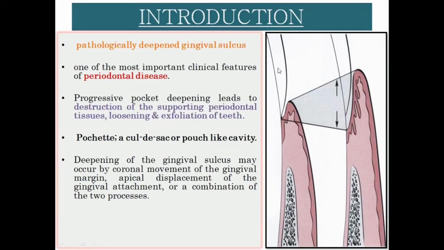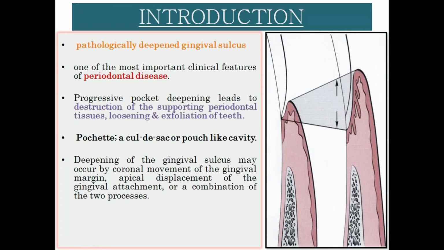Gingival sulcus, as you can see in this picture, this is the enamel of the tooth and this is the root part. Now, this V-shaped space, look where the cursor is moving. This V-shaped space, which is bounded by the tooth on one side and by the soft tissue on the other side, is called as gingival sulcus. This gingival sulcus, when deepens pathologically, is called as periodontal pocket.